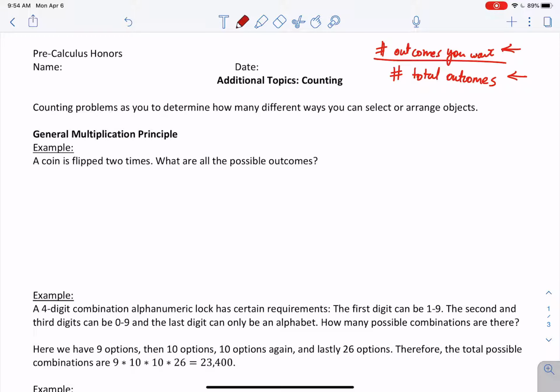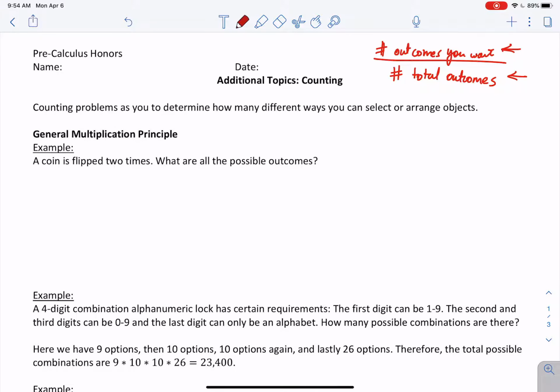The first thing is called the general multiplication principle. And that's kind of this rule that you can use to find the probability of events that are just happening when you can pick from them.